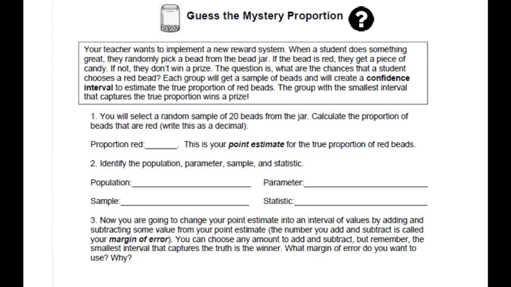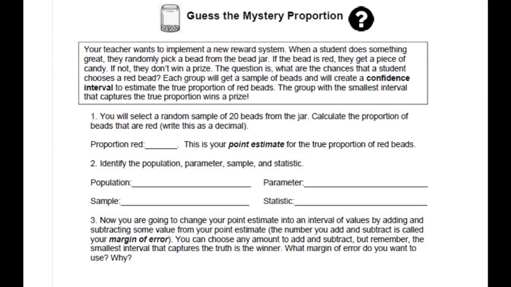So you guys are wondering, what's the likelihood that I'll get a prize every time I draw a bead out of this jar? And so what we can do is, I don't want to count all the beads, and you don't want to count all the beads. What we're going to do instead is we are going to take a sample of beads from the jar and use the sample to estimate the proportion that are red.